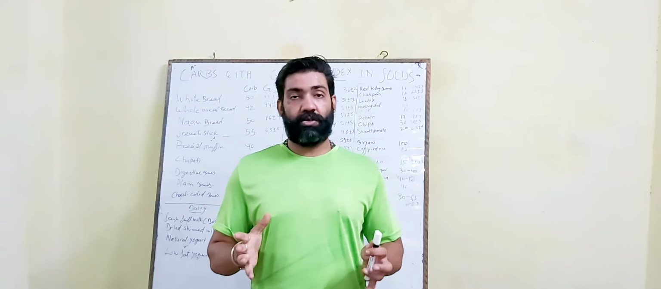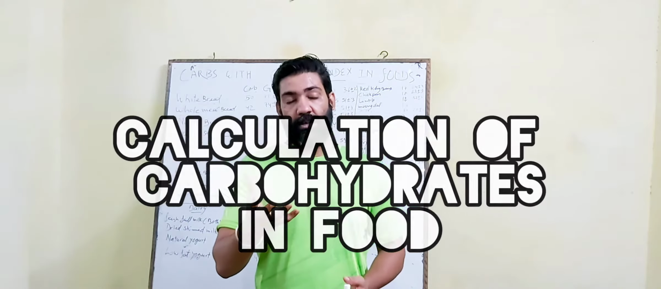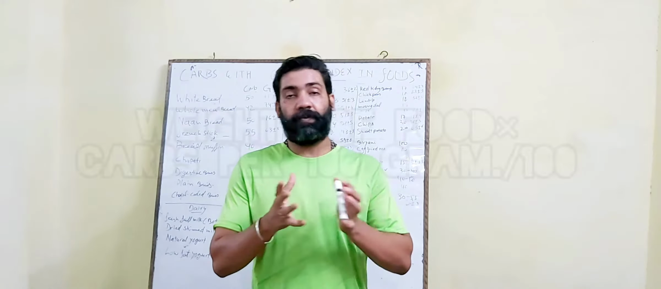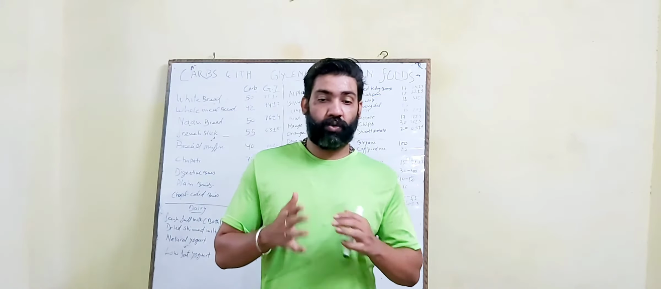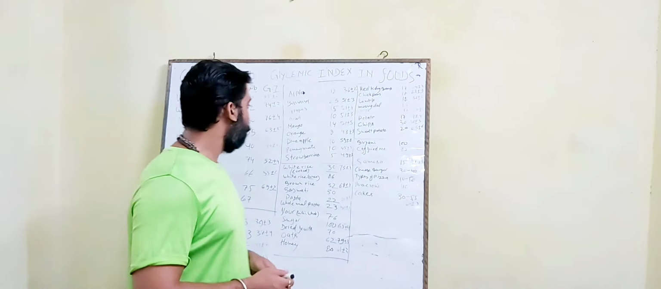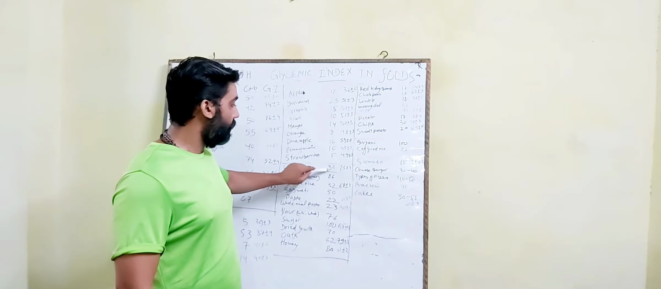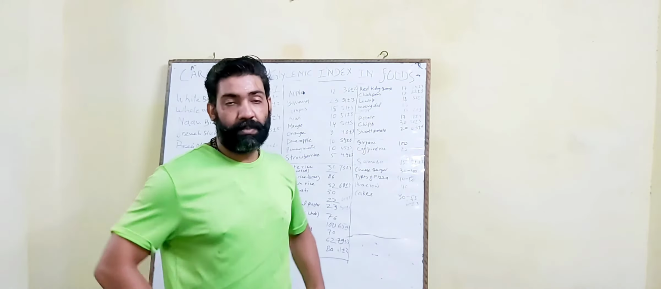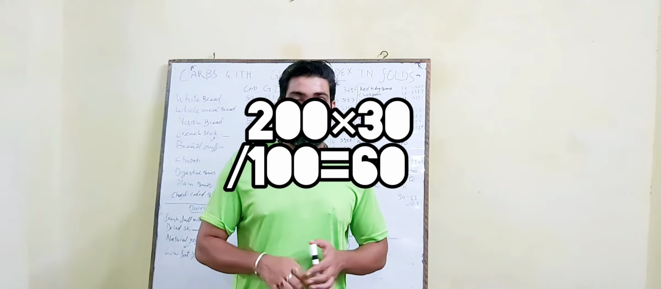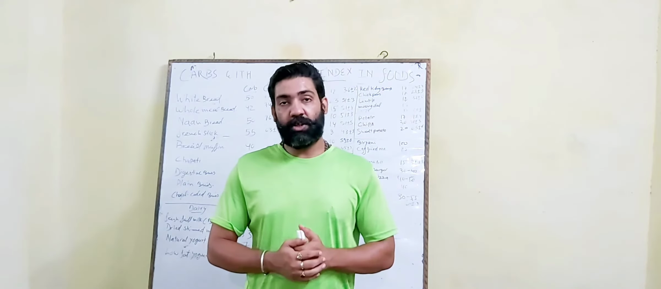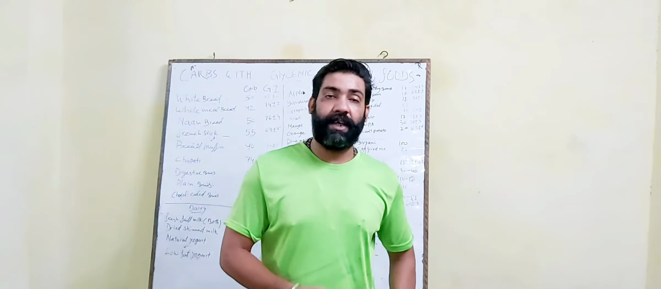But firstly, we should know how to calculate the amount of carbs. This is the calculation: weight of food in grams times carbs per 100 grams, divided by 100, is equal to the amount of carbs. For example, if we take cooked white rice, we know it has 30 grams of carbohydrates per 100 grams. So we take 200 grams of cooked white rice times 30 divided by 100, which is equal to 60 grams. So we know how to calculate these things.